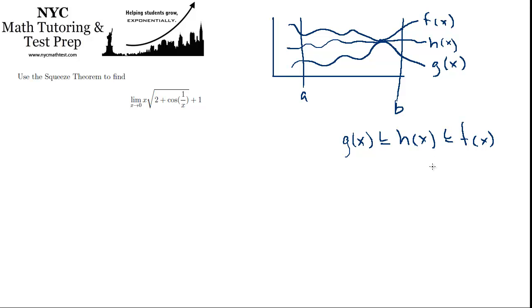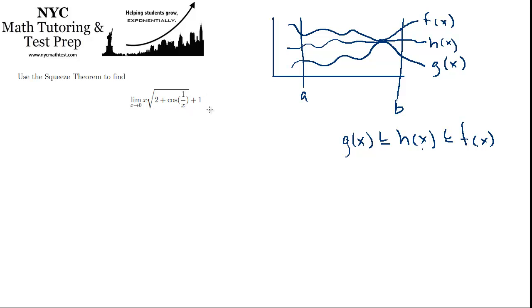If you know, and you can show, that f is always greater than g, and that h is always between them, maybe you can't find the limit of h, but you can find the limits of f and g. So the limit of h is implied by the fact that it must be between f and g. So if that's still a little confusing, we're going to apply it to this problem and you'll see it in practice. So we have this expression, x times the square root of 2 plus cos 1 over x plus 1.